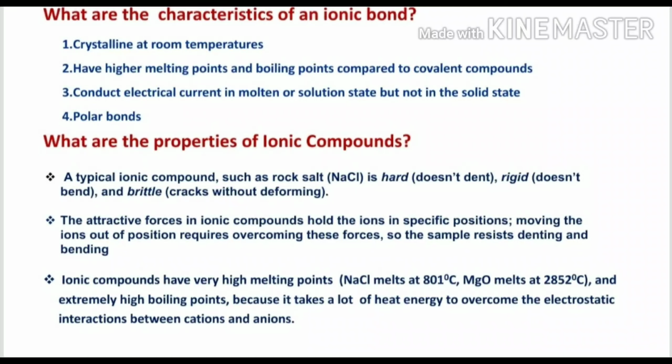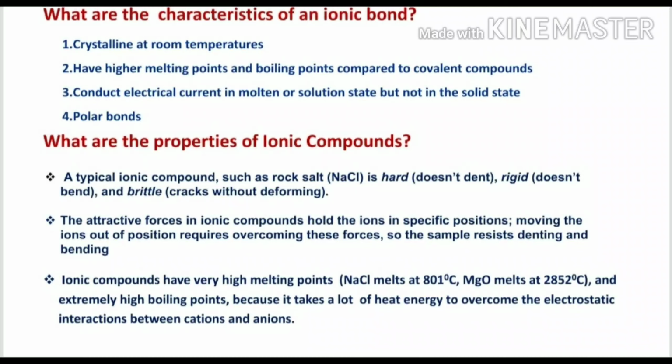Now we see the properties of ionic compounds. The ionic compounds are crystalline at room temperature and have higher melting points and boiling points compared to covalent compounds. They conduct electricity when they are in the molten state, but in the solid state they will not conduct electricity. They are highly polar in nature and are dissociated into ions. Sodium chloride is an ionic compound which is hard and rigid, doesn't bend, and is brittle.